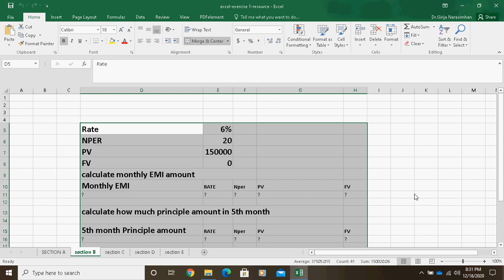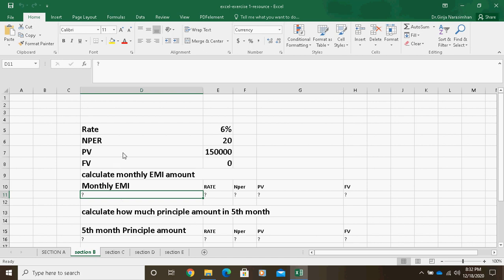As per the thing, this is a financial function, exercise number 1. What we want to do is calculate the EMI for every month. This is my interest rate, 6% interest. I borrow the loan for 20 years, that is my NPR, 20 years. The amount I borrow is 1,50,000. So this is my rate.